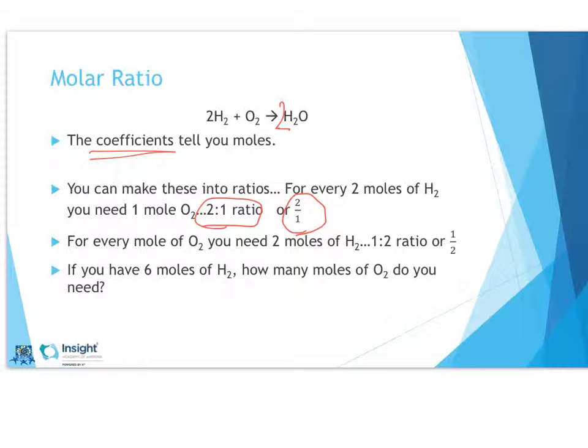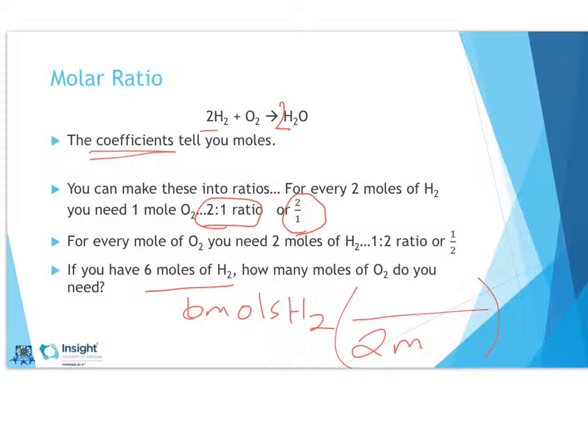What you use these ratios for is when you don't have the number written in the formula, when you have a different number, you can figure out how much you're supposed to get. Okay, so for example, if I have 6 moles of hydrogen, how many moles of oxygen do you need? What you do is you do 6 moles of hydrogen, and it's like doing a conversion. Alright, so I know that from my reaction, I need 2 moles of hydrogen for every 1 mole oxygen.